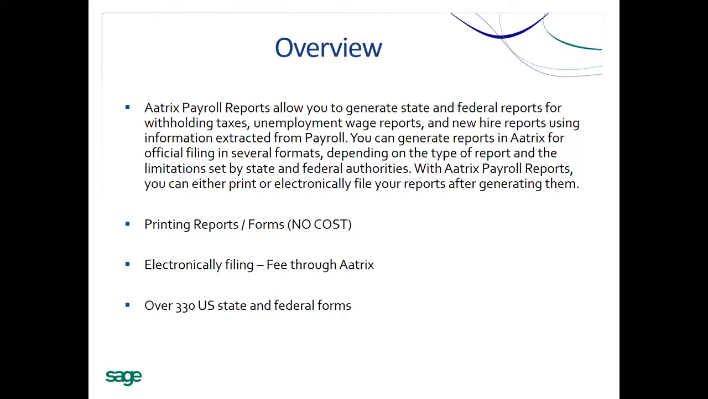So the printing of the forms, like we have here on the slide, is free. So you can print as many of them as you need, different types that you need. If you are going to have Aatrix do the e-filing for you, that's where the cost comes in. There is a fee for that, and we'll look at those charges as we go through the forms. There are over 330 state and federal forms. They've increased that. It used to be 250. It's now up to 330 different types of forms that you can print.